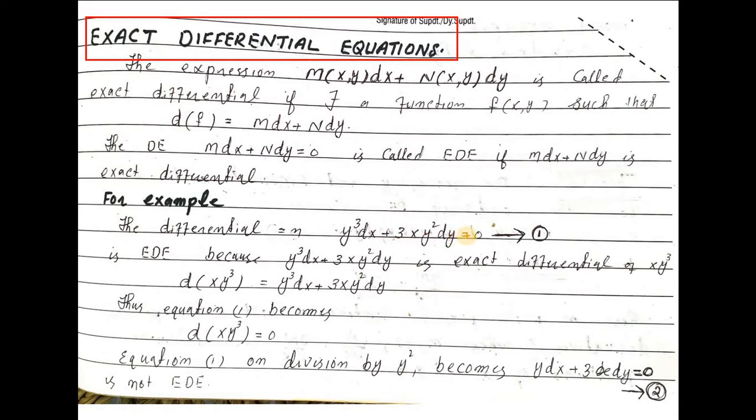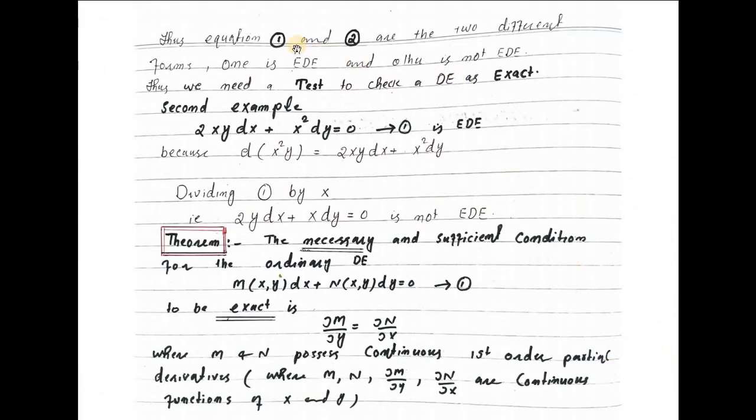If we divide equation number 1 by y square, its equivalent form is y dx plus 3x dy equal to 0. Now this is equation 2, and it is not exact differential equation because we are unable to write the left hand side as a differential of certain function. So equation 1 is exact, but if we divide 1 by y square, we get a differential equation which is non-exact. Equations 1 and 2 are two different forms. One is exact differential equation and the other is not exact differential equation.